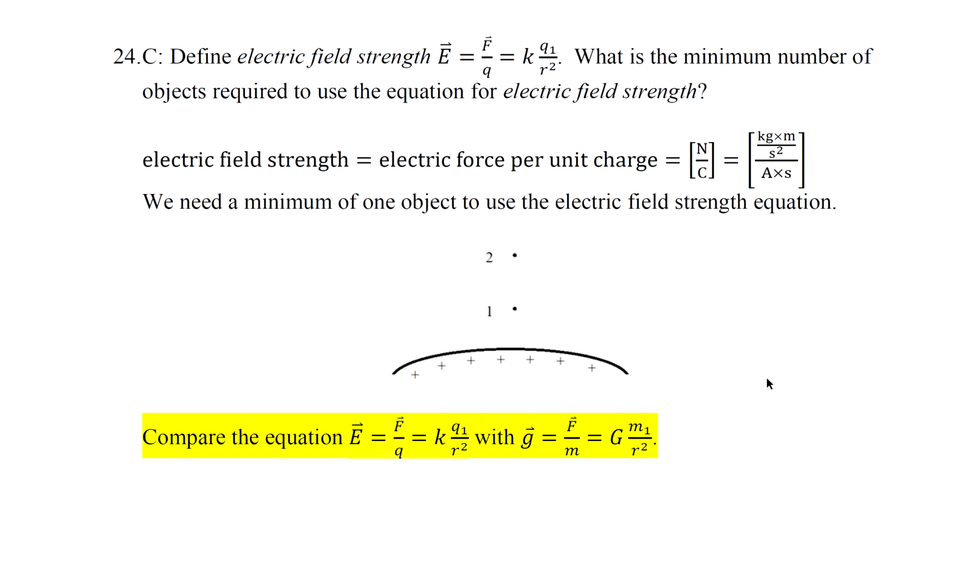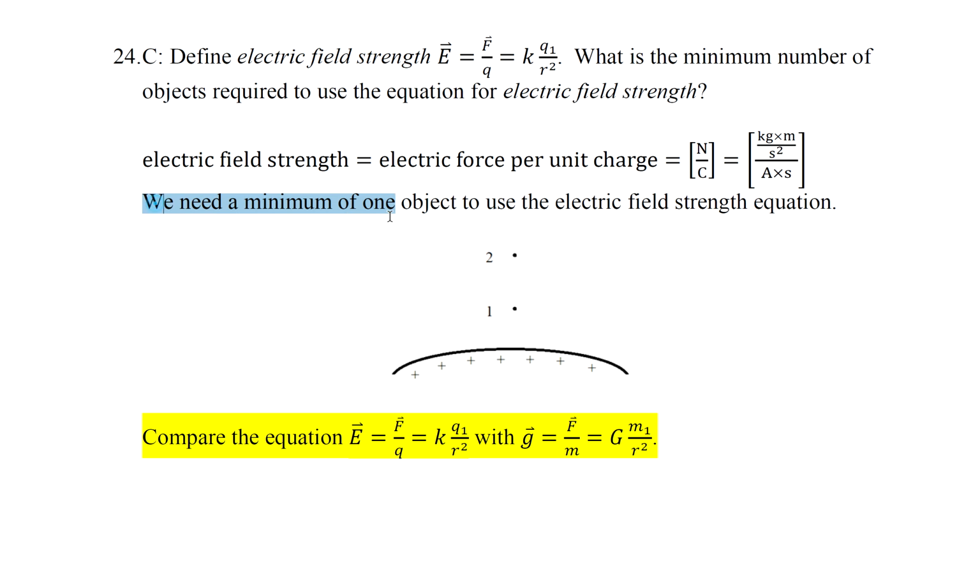Question 24. Define electric field strength. E is equal to F over Q equals kQ over R squared. What is the minimum number of objects required to use the equation for electric field strength? Electric field strength is electric force per unit charge, has units of newtons over coulombs. And these are the fundamental units.